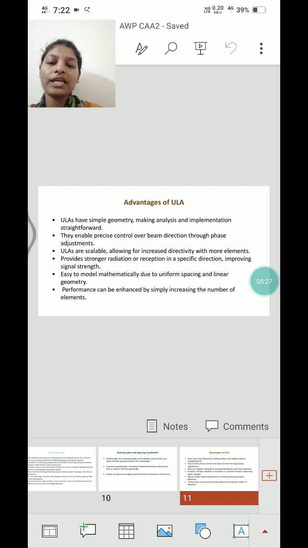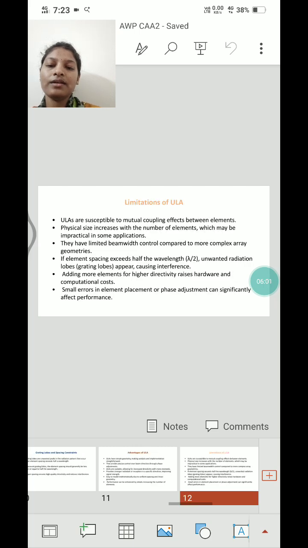Advantages of ULA. ULAs have simple geometry, making analysis and implementation straightforward. They enable precise control over beam direction through phase adjustment. ULAs are scalable, allowing for increased directivity with more elements. They provide stronger radiation or reception in a specific direction, improving signal strength. They are easy to model mathematically due to uniform spacing and linear geometry. Performance can be enhanced by simply increasing the number of elements.